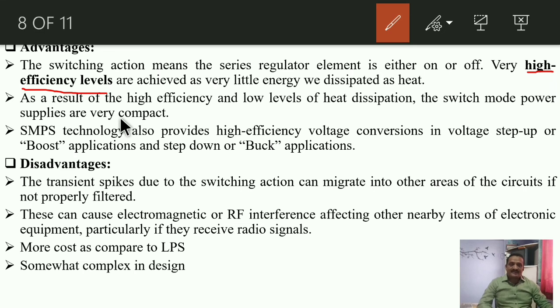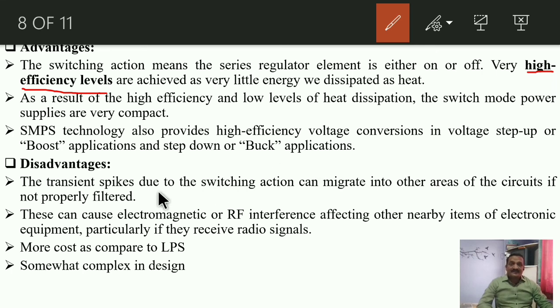Input to that charger is 230 volt AC, meaning we are plugging it into 230 AC, and the output is almost 5 volts, or it depends on your mobile handset. According to the battery and its age, the charger size as well as its rating changes. Then SMPS technology also provides high efficiency voltage conversion in voltage step up or boost, that is nothing but an increase in DC voltage, and step down, also known as buck applications. So stepping up is nothing but a boost application, and stepping down is nothing but a buck application.